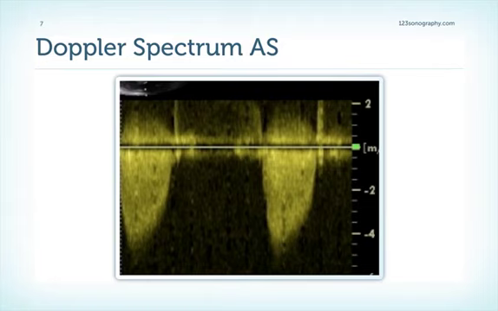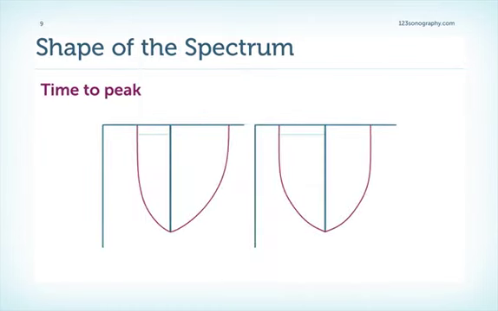This is a typical example of the Doppler spectrum in aortic stenosis, showing a velocity above 4 meters per second, indicating severe aortic stenosis. So the shape of the spectrum and time to peak also points to the severity of aortic stenosis. If there is a later peak of velocity or a longer time to peak in systole, this indicates severe aortic stenosis, as you can see on the right side of this image. Now let's see how we record such a signal.